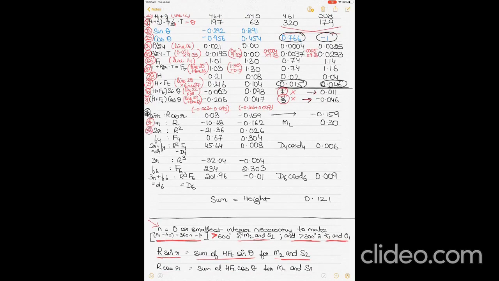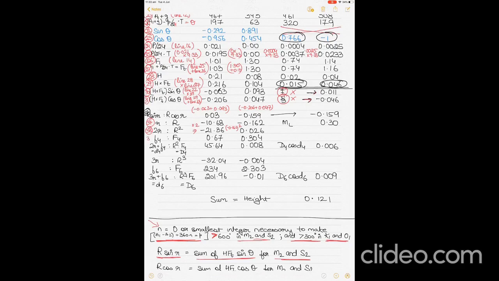Line number 38 is 2r and r square. So basically multiply r, this value, by 2, and you square minus 0.162 and you get this value. Square of minus 0.162, and minus 10.68 multiplied by 2 gives you minus 21.36.